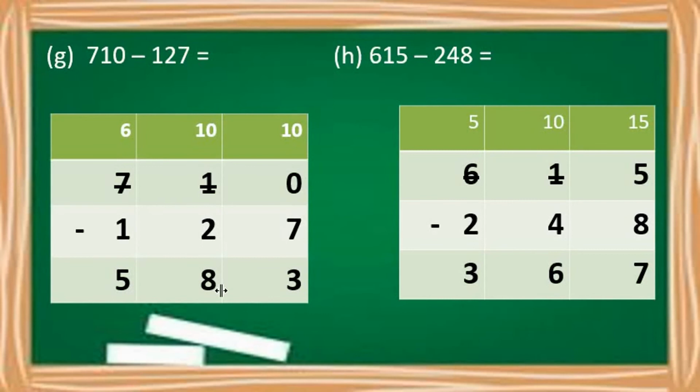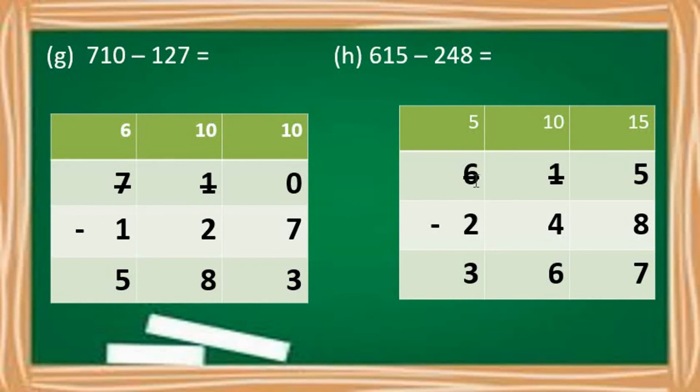Understood? And then now we move on further. So 7 cut and put the smaller digit, 6. 6 minus 1. So how many, all students? 5. So the answer is what? 583.